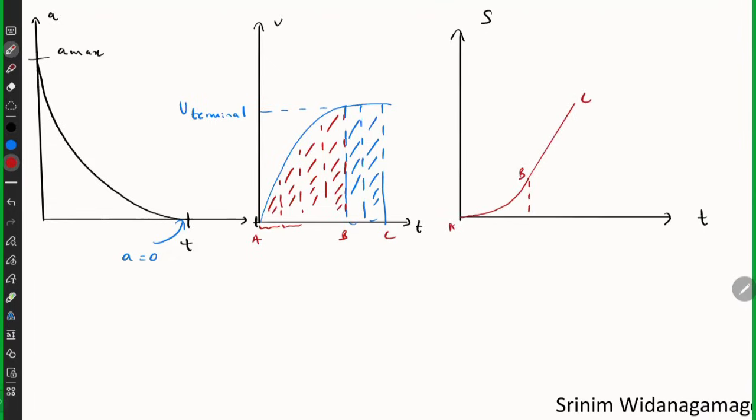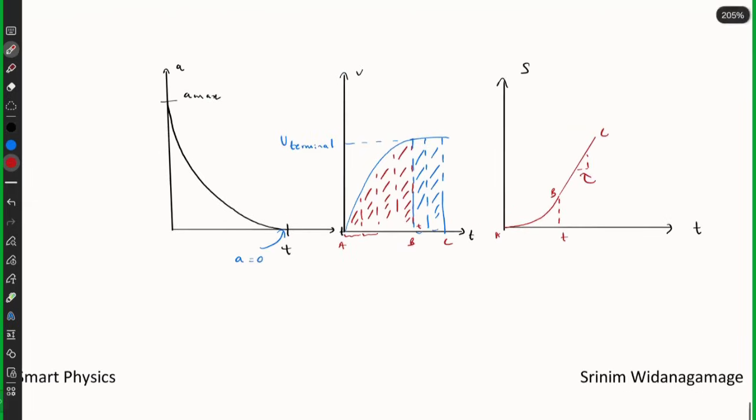Because you can confirm this. How can you confirm this? Basically, if you take the gradient of this graph, what's that equal to? Velocity. The gradient of a displacement time graph is equal to velocity. So what happens then? The gradient here is constant, right? In the B to C region, the gradient is constant. Therefore, the velocity is also constant, right? So you can always compare these things. Comparison helps you to confirm your answers, right? So that is how you solve that question.